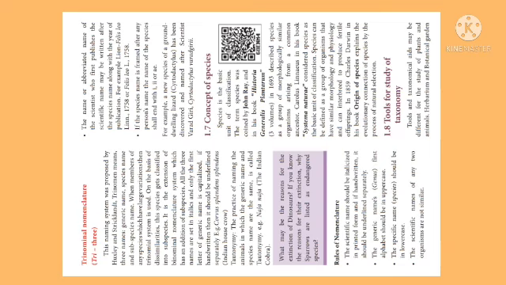Then Charles Darwin, in his book Origin of Species, explained species on the basis of evolutionary aspects under the process of natural selection.